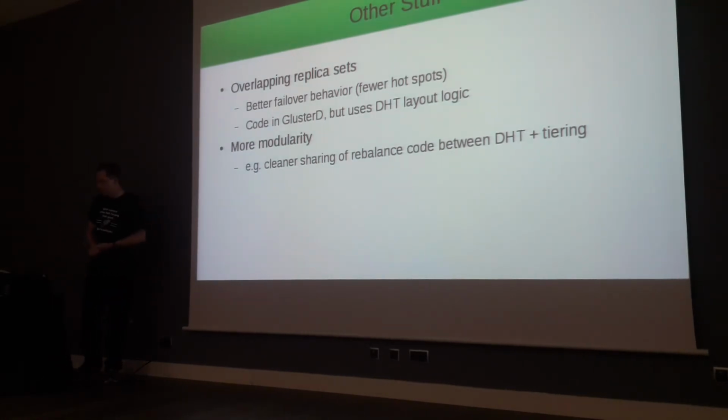So again, related to this, overlapping replica sets. It's the same issue. If you're doing two-way replication and you have 12 nodes, you have exactly 6 places where a file might be. It's on A and B, it's on C and D, it's on E and F, etc. Only 6 possibilities. We want to actually have more possibilities because that spreads the failure load around better. It also potentially spreads the self-heal load around better when we're trying to repair after things come back.